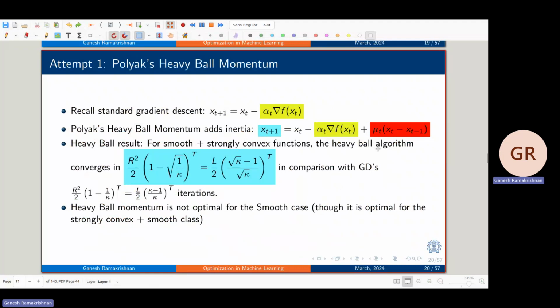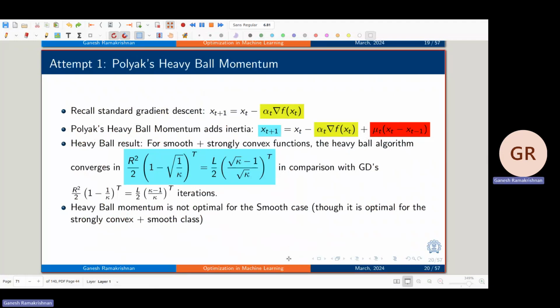Okay, so maybe you can read this apart in a bit more detail. Now I've just written down the steps more carefully, but it's pretty much the same as what I wrote. This is the velocity in red, mu t xt minus xt minus 1. This alpha t gradient of f at xt is the gradient step. So heavy ball result for smooth and strongly convex functions: this converges, and it gives you L by 2, square root kappa minus 1 divided by square root kappa. This is looking the same. It's not changed. So heavy ball momentum is not optimal for the smooth case. So if you're smooth, it's not the best.